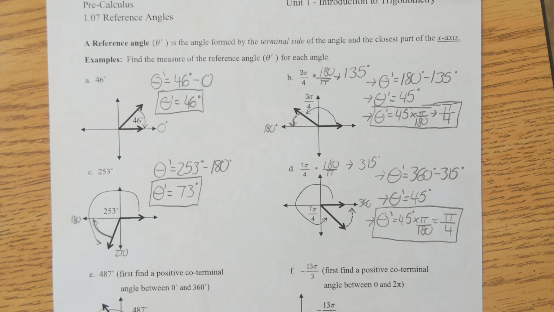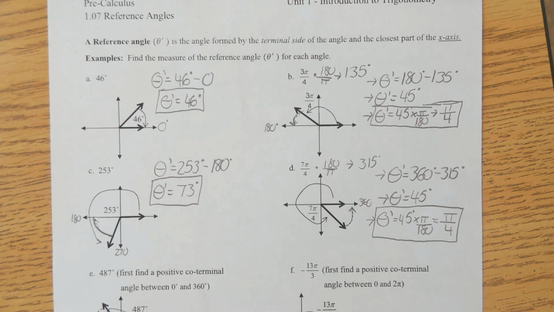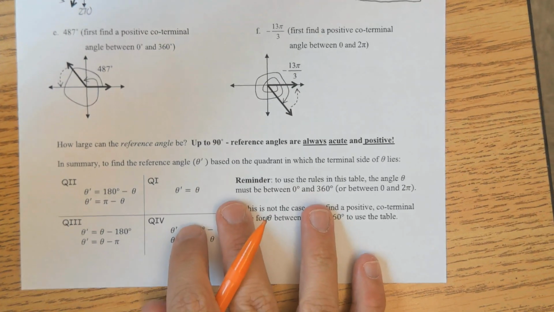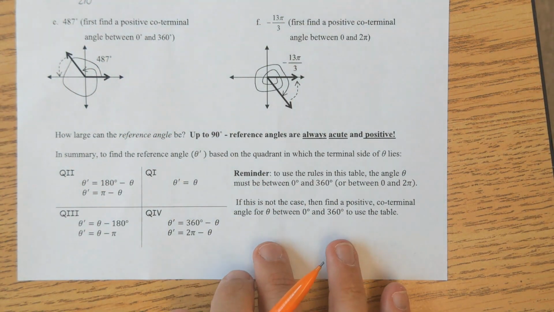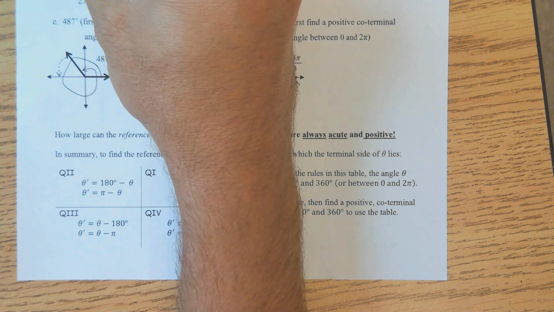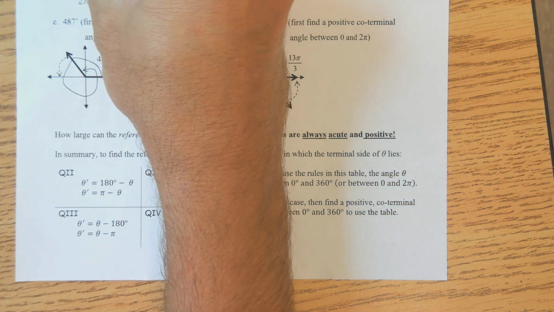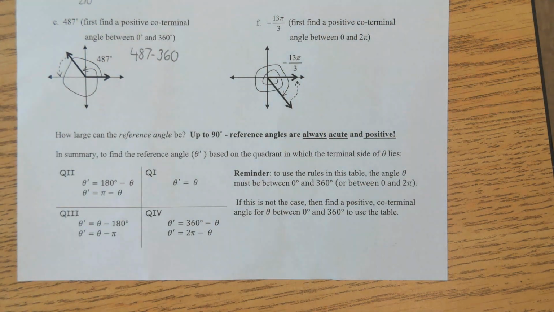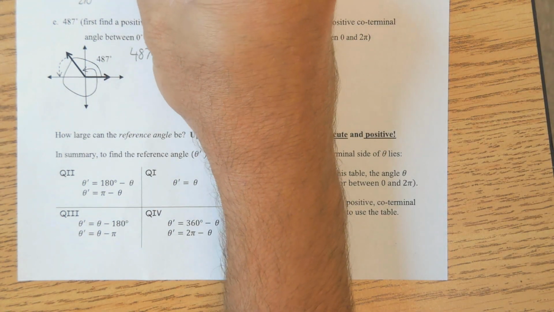Now sometimes we have problems like this where the angle maybe isn't between 0 and 360. And so we first need to find a positive coterminal angle between 0 and 360. So my first step is taking 487 minus 360. Now I've drawn the picture for you. It's not always going to be drawn. So 487 minus 360 gives you 127.